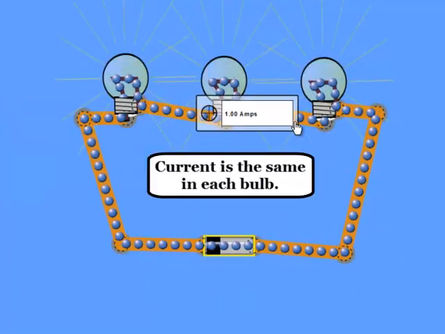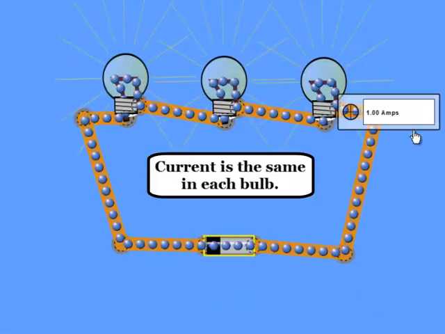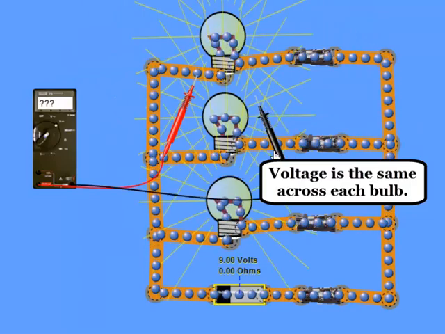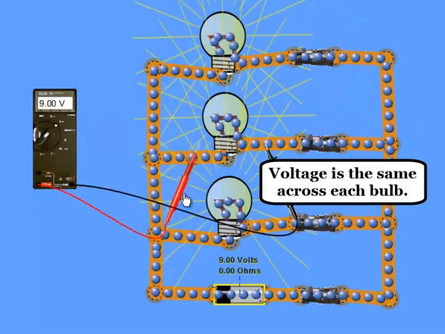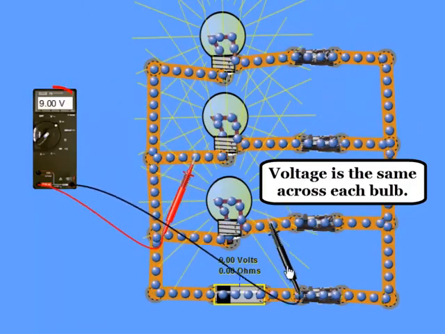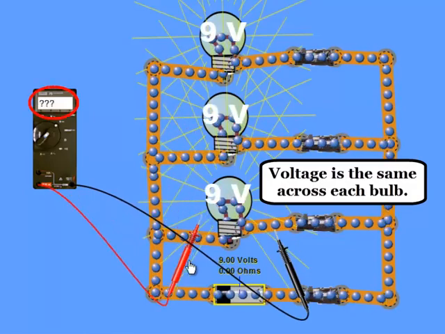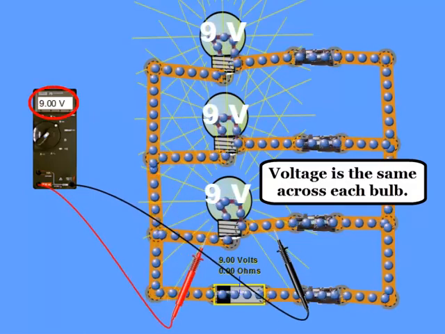In a series circuit, each bulb had the same current. In a parallel circuit, each bulb has the same voltage. In this parallel circuit, a 9-volt battery provides 9 volts across each activated bulb.